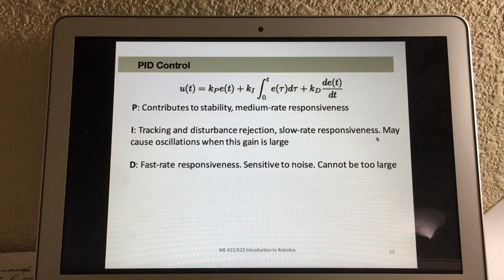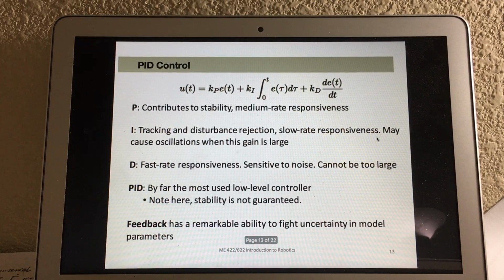All right. So PID, here is a comment, is by far the most used low-level controller. Note here, however, stability actually is not guaranteed. When you use this, it's not always guaranteed, right? When you change your KP, you don't always have a stable controller out of this game.